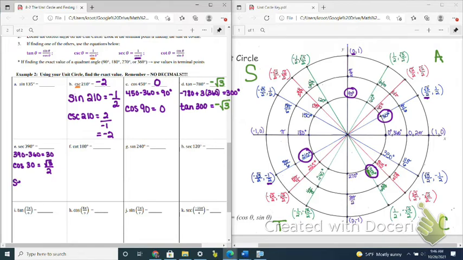So the secant of 30 degrees will be the reciprocal. So we flip it, 2 over the square root of 3. We cannot leave a square root of 3 on the bottom. So we have to rationalize it, which means multiplying top and bottom by the square root of 3. So when I do, I get 2 square roots of 3 all over 3, because square root of 3 times square root of 3 is 3.